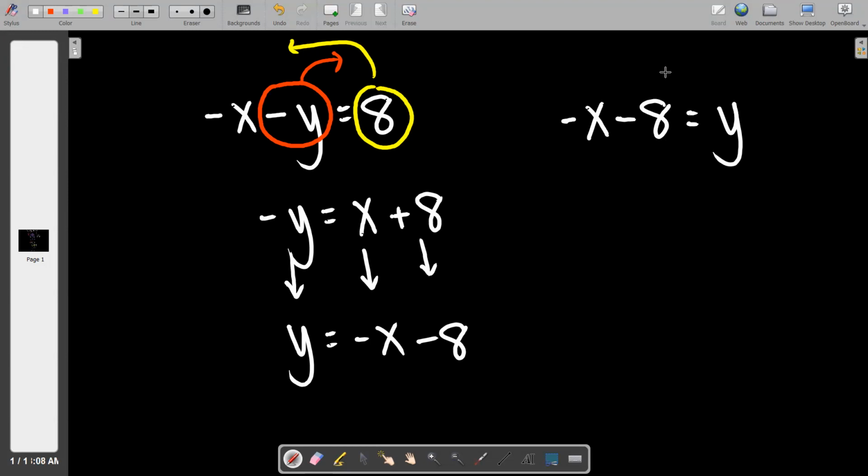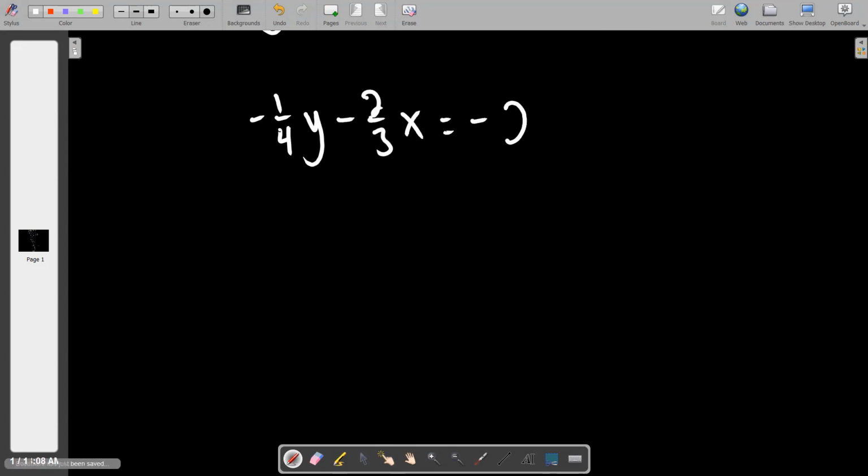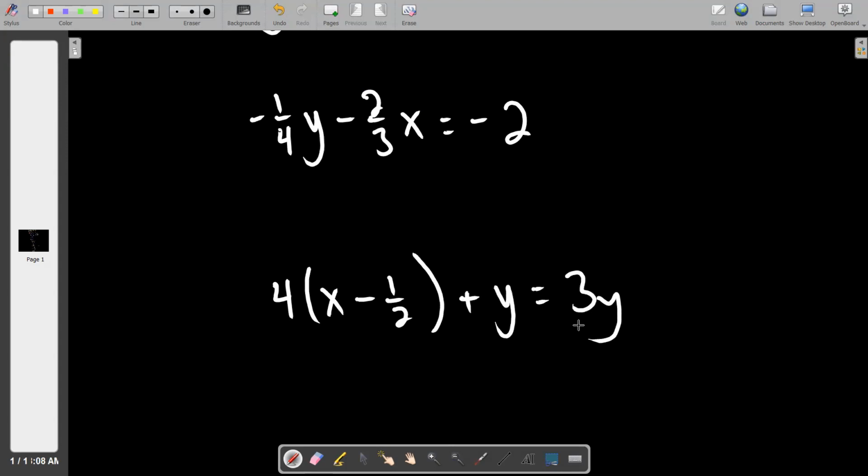I don't think there's going to be much trickeration. What's going to change after today's warm-up-y assignment is I'm going to start giving you problems that are harder, like negative 1/4 of y minus 2/3 of x equals -2. I mean, they're going to be worse than that too. They're going to be all over the place. They're going to be like 4 times (x minus 1/2) plus y equals 3y. Stuff like this. So this is going to be more of tomorrow's lesson, and we can work through these if you want to right now.